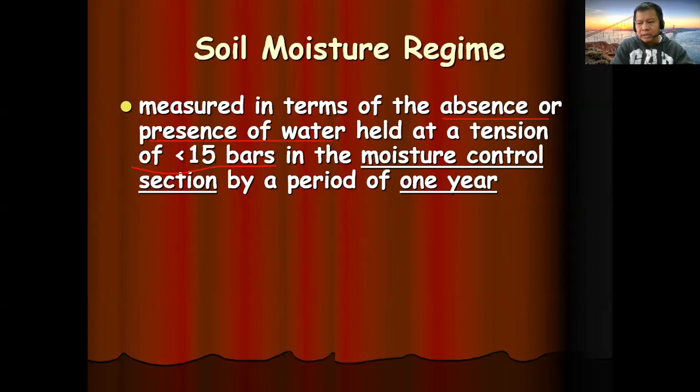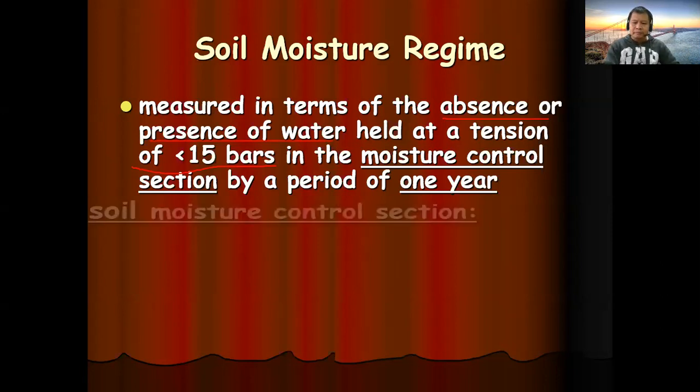So ang water greater than 15 bars, dili na magamit. So water held beyond 15 bars, maybe that particular soil is dry. No? Although there is some water in there, the water cannot be absorbed by the plants because it's strongly held to the surface of the soil. Again, soil moisture regime is measured in terms of the absence or presence of water held at tensions of 15 bars in the moisture control section for a period of 1 year. So take note for that.